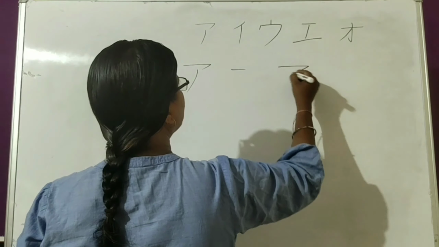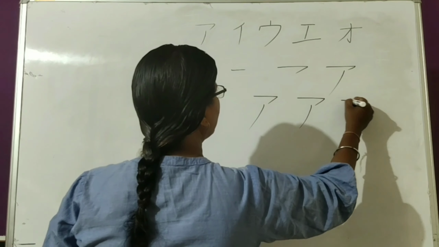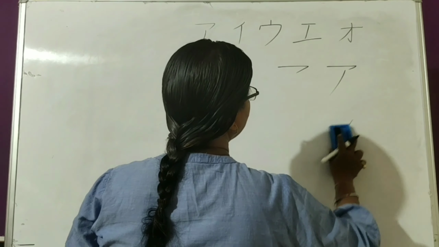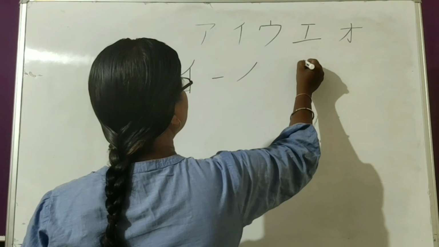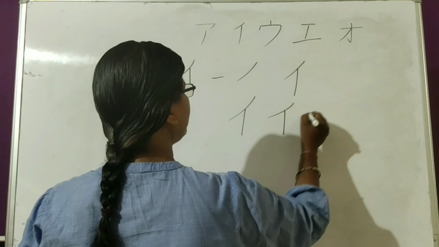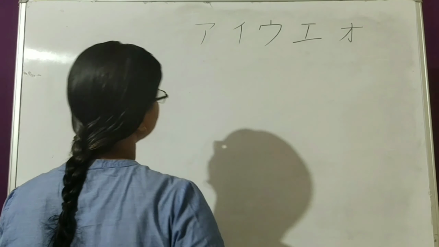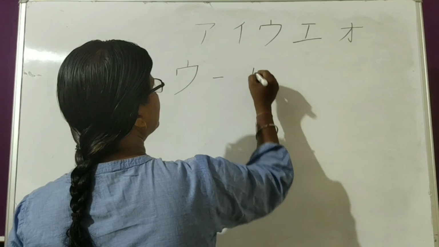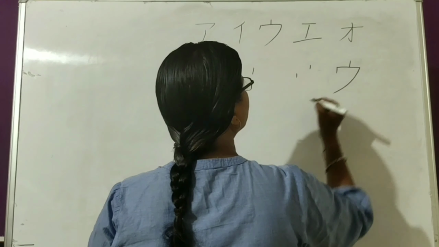A. First stroke, second stroke. A. Next is E. E. First stroke, second stroke. E. Okay. Next is U. U. First stroke, second stroke. U.